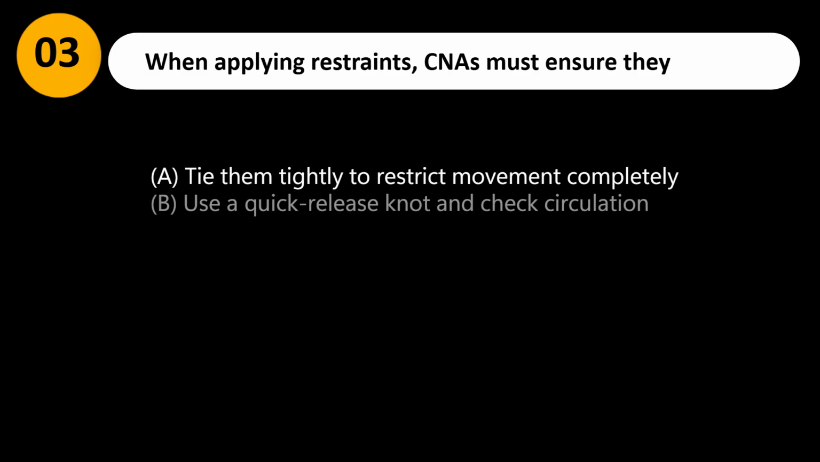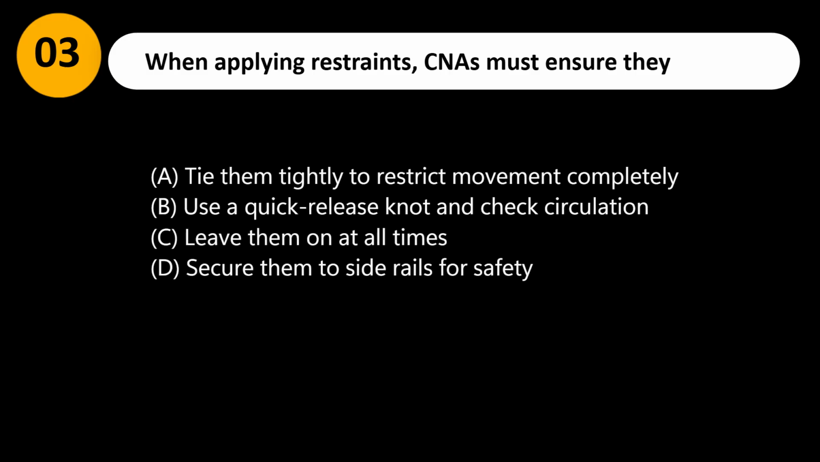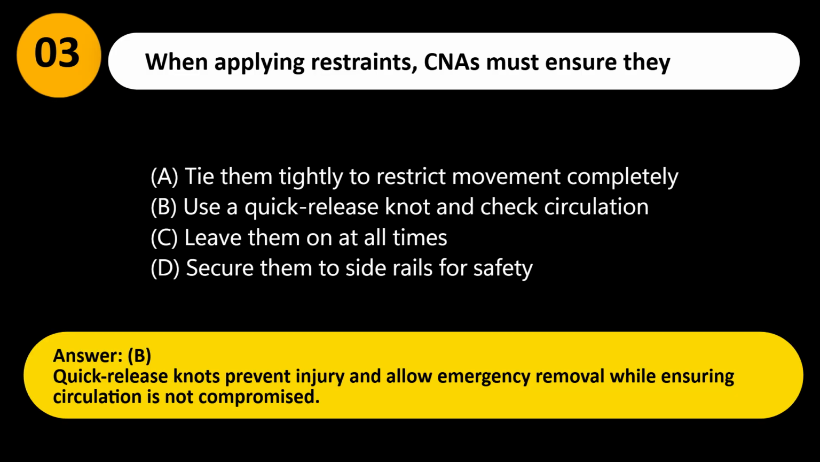When applying restraints, CNAs must ensure they A. Tie them tightly to restrict movement completely. B. Use a quick-release knot and check circulation. C. Leave them on at all times. D. Secure them to side rails for safety. Answer: B. Quick-release knots prevent injury and allow emergency removal while ensuring circulation is not compromised.